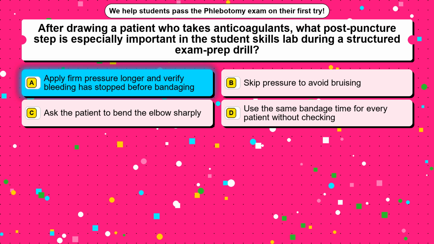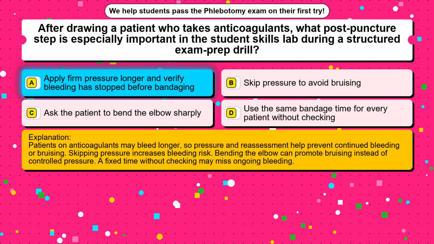The correct answer is option A. Apply firm pressure longer and verify bleeding has stopped before bandaging. Patients on anticoagulants may bleed longer, so pressure and reassessment help prevent continued bleeding or bruising. Skipping pressure increases bleeding risk. Bending the elbow can promote bruising instead of controlled pressure. A fixed time without checking may miss ongoing bleeding.